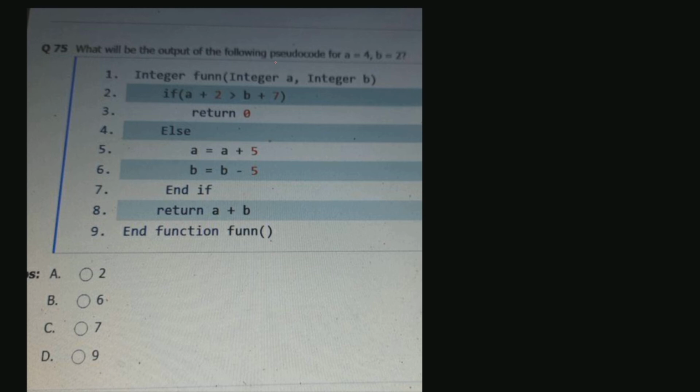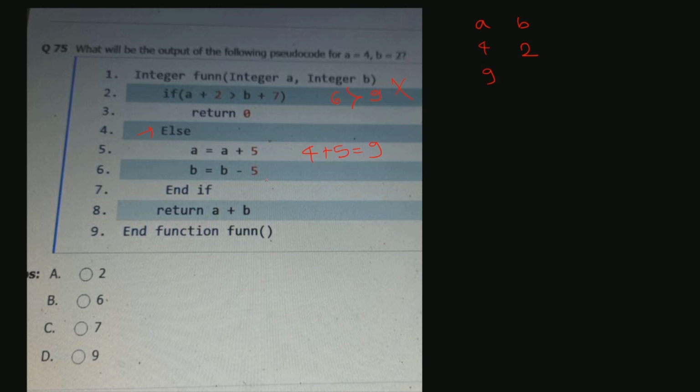What will be the output of the following pseudocode for a equals to 4 and b equals to 2? So a is 4 and b is 2. If a plus 2, that is 4 plus 2 is 6, is greater than 2 plus 7, which is 9. So this is wrong, and we will run the else part. Now here a equals to a plus 5. So what is a? A is 4 plus 5 is equals to 9. So our new value for a is 9.